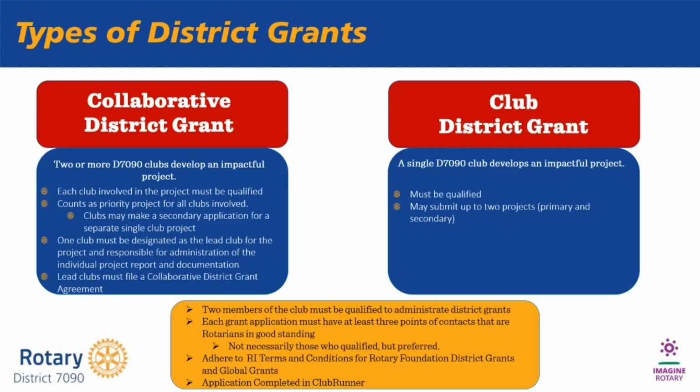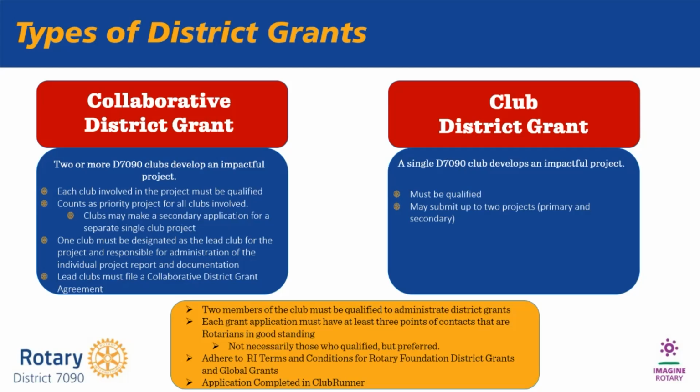Rotary and Rotaract clubs came together, and they are now doing a $21,000 project with the district grants because each of the clubs contributed $2,000 and a Rotaract contributed $500. And with the district match, that $11,000 came up to $22,000. So it's really cool. Collaborative or cluster grants are when 2 or more District 7090 clubs develop an impactful project. Each club in the project must be qualified, and we'll talk about what those qualifications are. This will count as their priority project for all clubs involved.